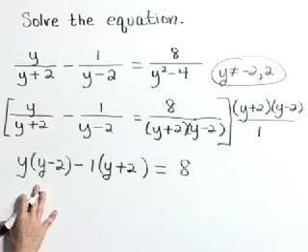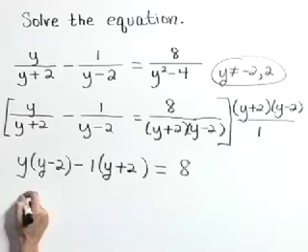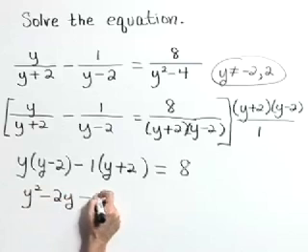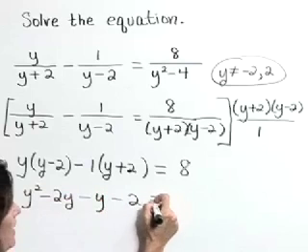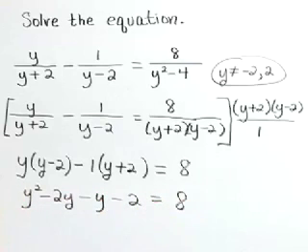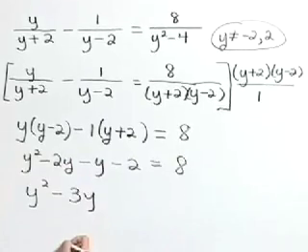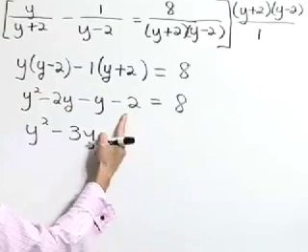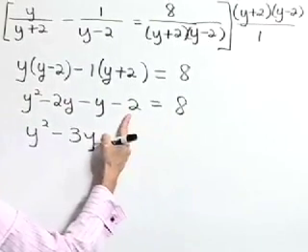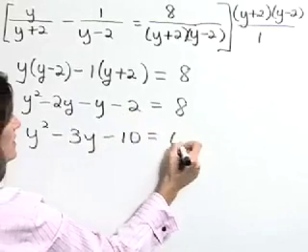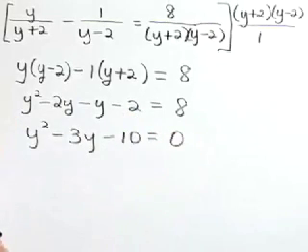Now let's solve our resulting equation. Distribute to get y squared minus 2y minus y minus 2 is equal to 8. Let's combine like terms and write this next step as y squared minus 3y. Let's also bring that 8 over to the left, subtracting 8 from both sides. Negative 2 minus that 8 is a negative 10 equals 0.